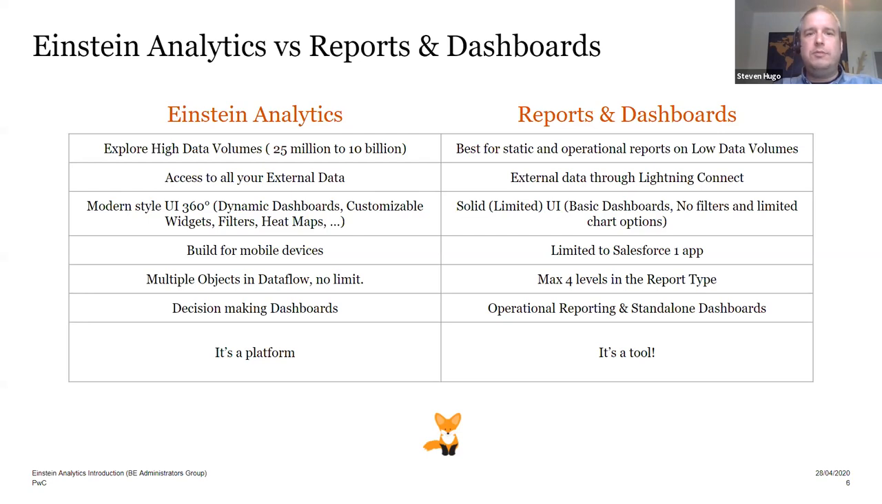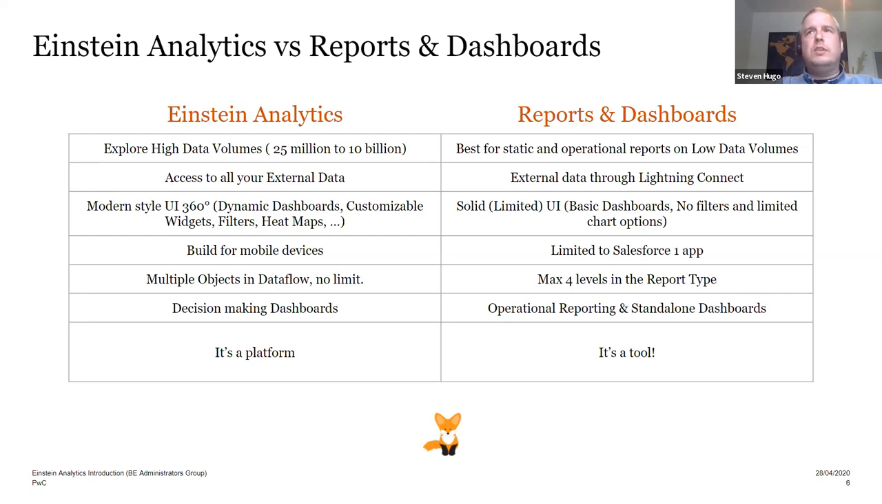Why is it 25 to 10 billion? Because you have different licenses. So if we look at the license that is all in, and I have it written down here, it's actually the Einstein Analytics Plus license. The other license is called Einstein Analytics Growth.